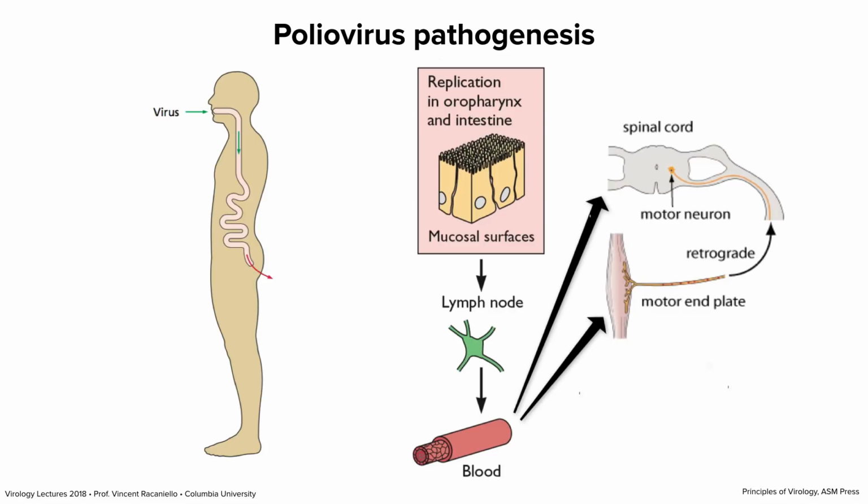But in about 1% of infections, the virus enters the neuromuscular junction. The virus enters the nerve, goes up to the spinal cord, and begins to replicate in neurons and destroying them. You destroy enough neurons that innervate a muscle, the muscle becomes paralyzed, and that's what poliomyelitis is.